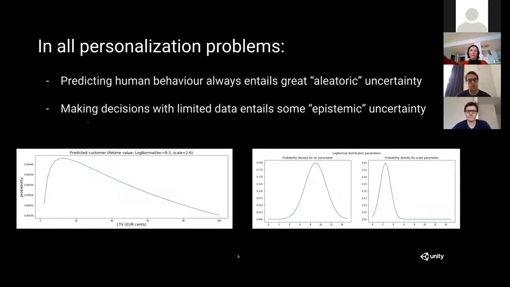The second uncertainty comes from making decisions with limited data. Of course we don't have unlimited data, and this entails some additional uncertainty. Here on the right, this uncertainty is in the parameters of this value distribution. We might be quite uncertain about the location parameter, and we might also be uncertain about the scale parameter. So those are the two kinds of uncertainty that are very much present in our modeling problem that we have to tackle.